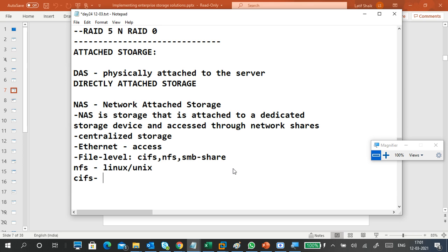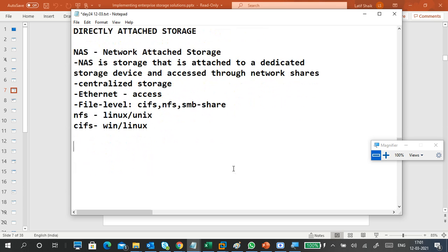Common Internet File System, Network File System. CIFS is usually used for Windows to Linux, Linux to Windows, Windows to Unix, like that. SMB is also there, Server Message Block, the Samba share. It is also used Windows to Windows nowadays. So these are the protocols. Don't forget the NAS protocols.